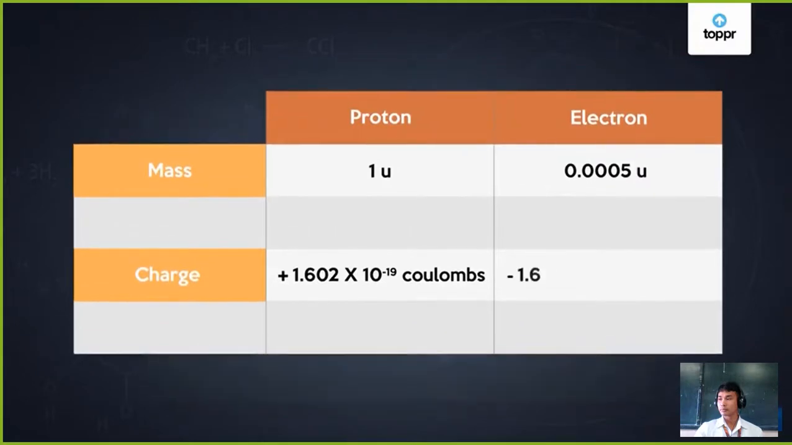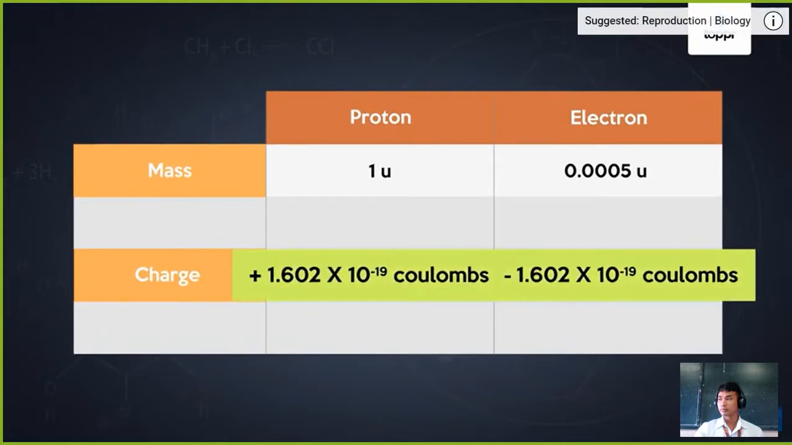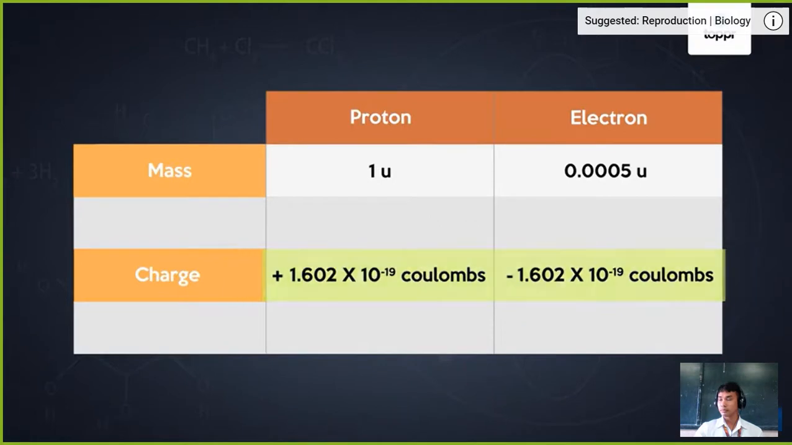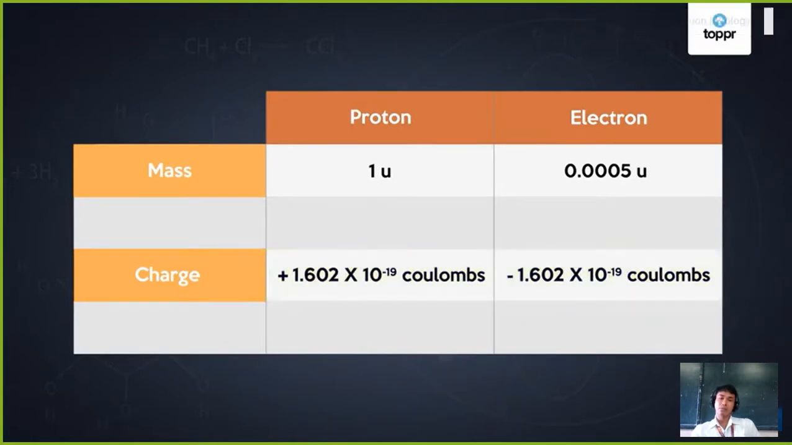Here's the magnitude of the negative charge of an electron. Now as you can see, it is equal to that of the proton, but opposite in charge. Since the charges of the proton and electron are equal in magnitude but opposite in sign, we take them as +1 unit and -1 unit for convenience.